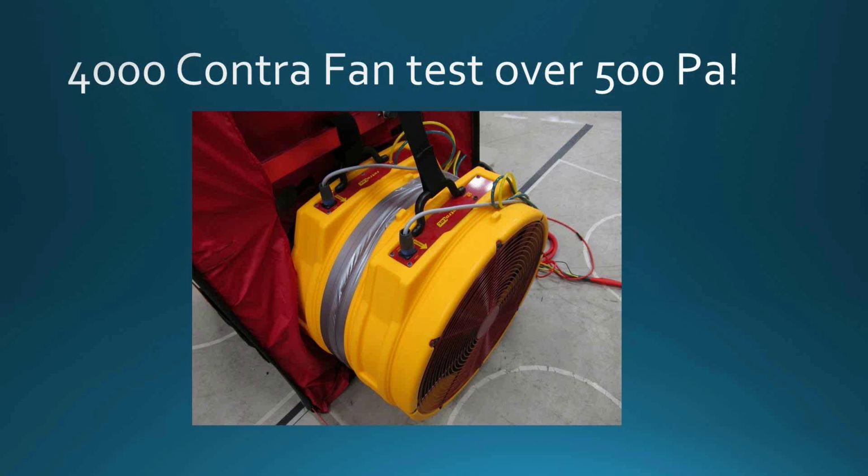So these are our high power fans. They're in what we call the Contra configuration. One's going clockwise, the other's going counterclockwise, and we have them specially calibrated to measure relief venting.